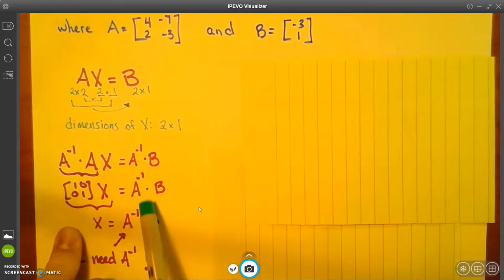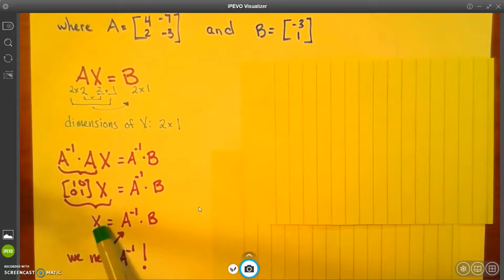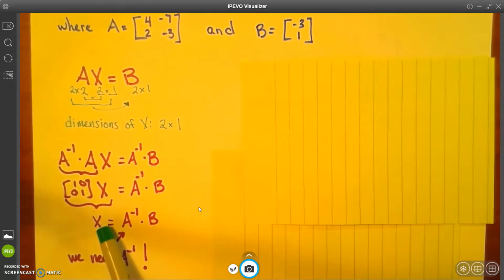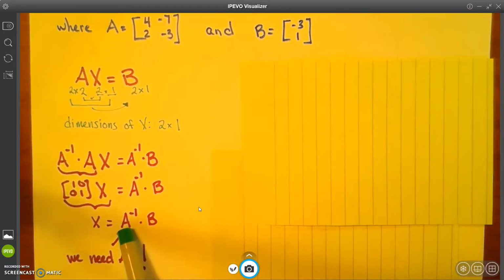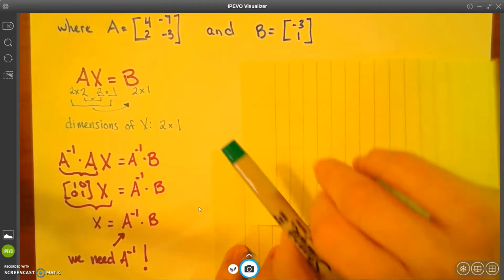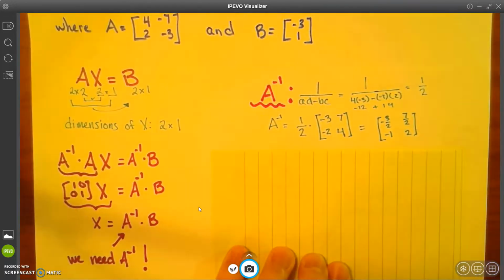On the right-hand side, I'm not really changing anything, because we've now solved for X. A inverse times B, whatever that product is, that's what's going to give us the value for X. So we need to first find A inverse, because the problem gave us B. That's where we're going to revisit our formulas.